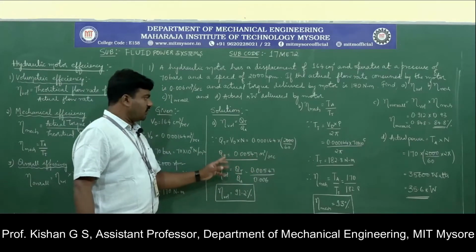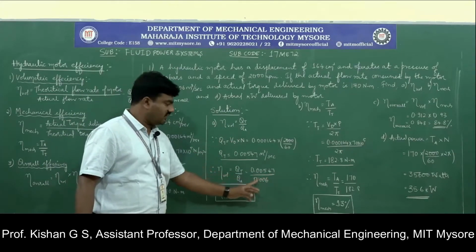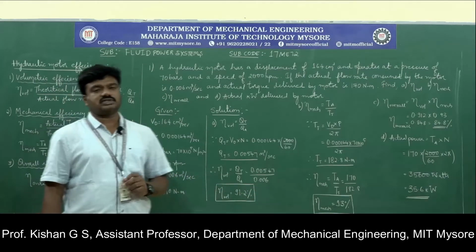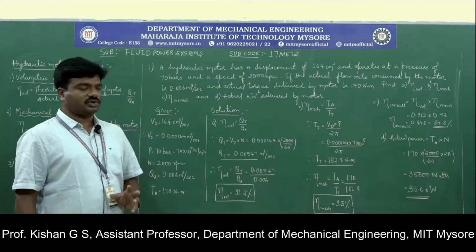Now substitute the value of QT here. We know the value of QA. It is 0.00547 divided by 0.006. So the volumetric efficiency of the motor is 91.2%. Use a calculator and verify the solution.